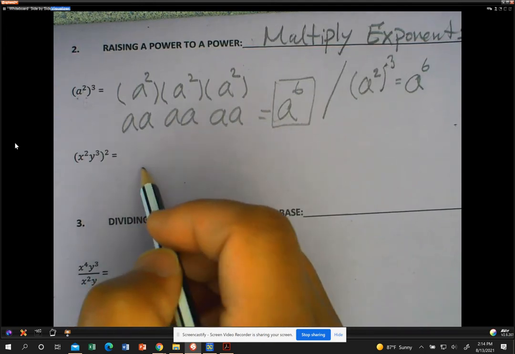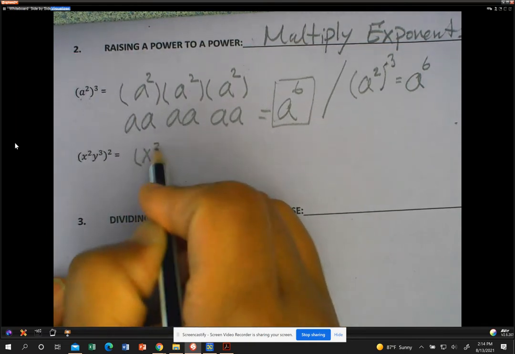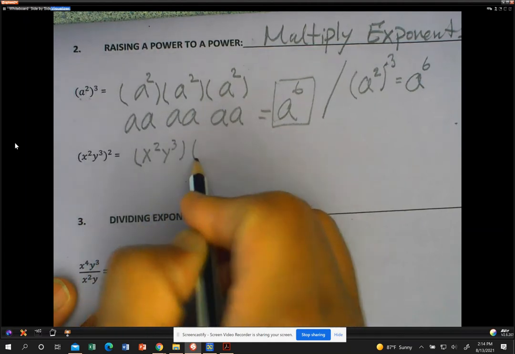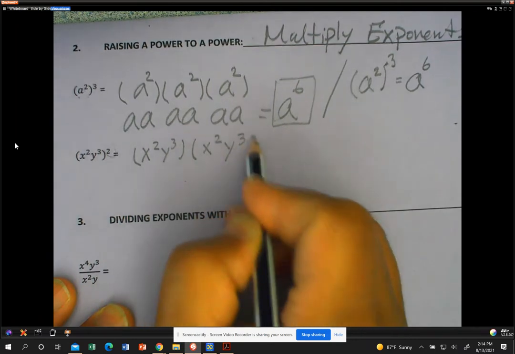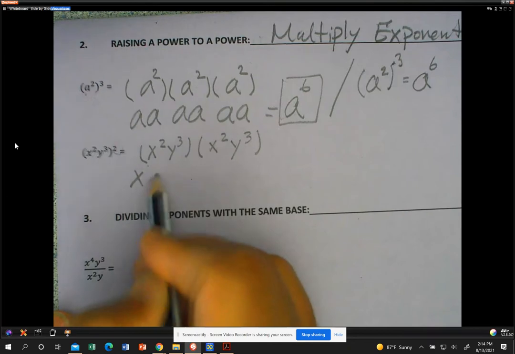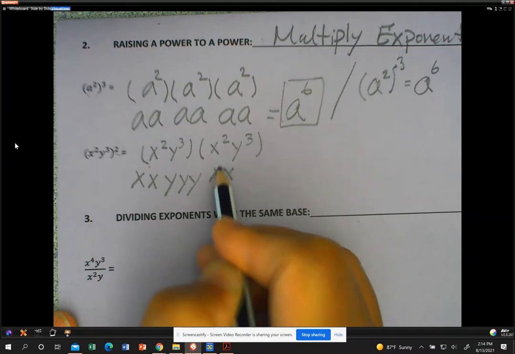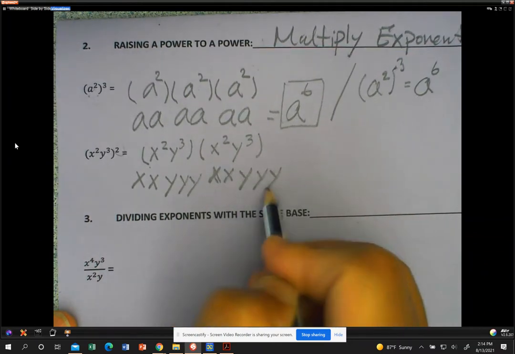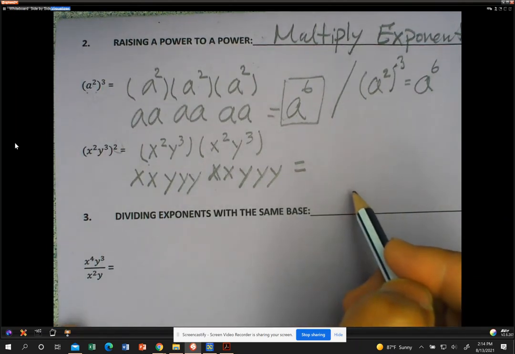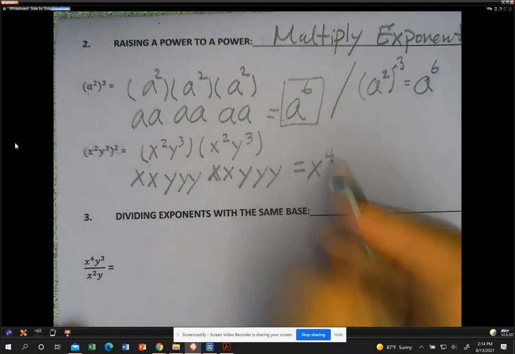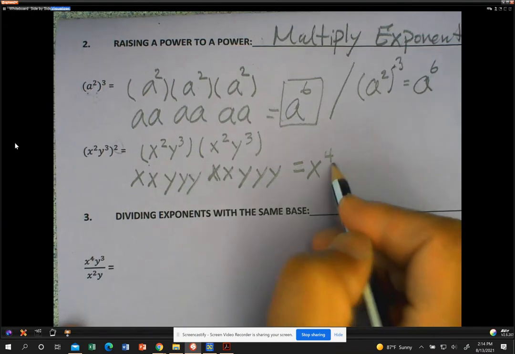Okay, so here we go. Same thing with this. If you want to expand this, it is x squared y to the third, and then you have two of those, right? Parentheses x squared y to the third. And then this means you have x and x, y, y, y, because you have three y's. So let's count them out. How many x's do you see in total? 4, so x to the fourth power. And how many y's do you see in total? 6, so this is y to the 6.